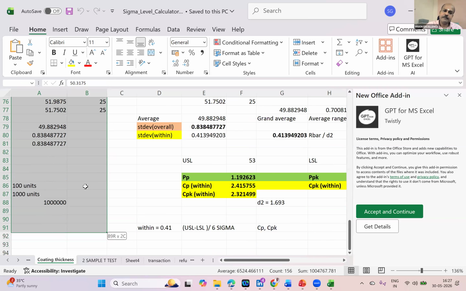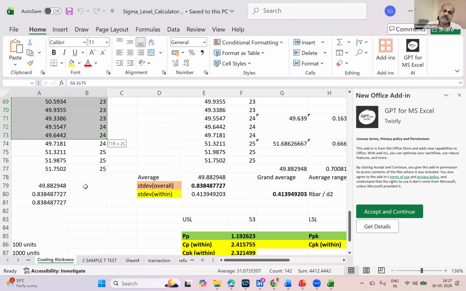Now please tell me, is the sample collected in subgroups or as a single group? What is your answer? Subgroups. Good. Sample is collected in subgroups. So Cp and Cpk can be calculated. Pp and Ppk can also be calculated. But there will be a difference in the formula. Where exactly is the difference? Standard deviation calculation, there is a difference.